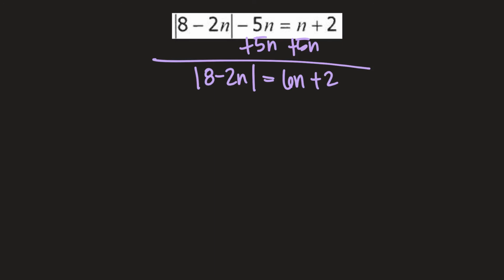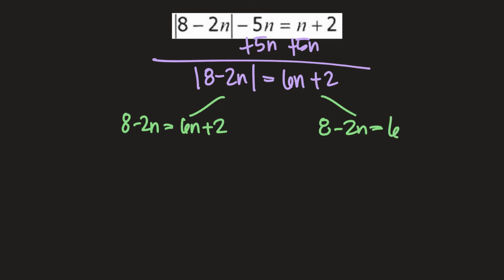Now that I have my absolute value isolated, I can do my two cases. So I have exactly what I see. So 8 minus 2n is equal to 6n plus 2. And then the opposite of what I see. Remember, we just take the negative. So the negative or opposite of 6n is negative 6n. The opposite of plus 2 is negative 2.